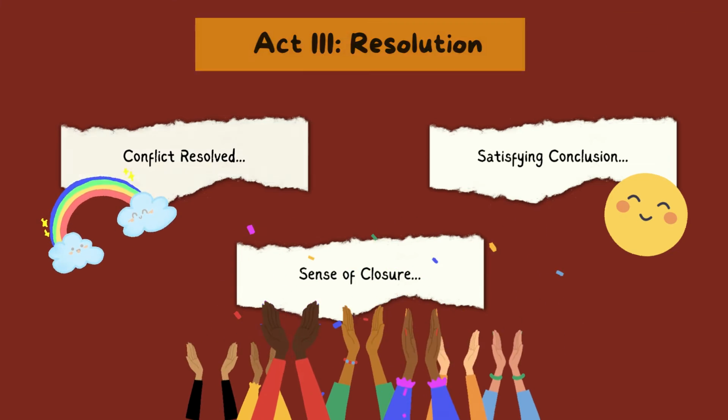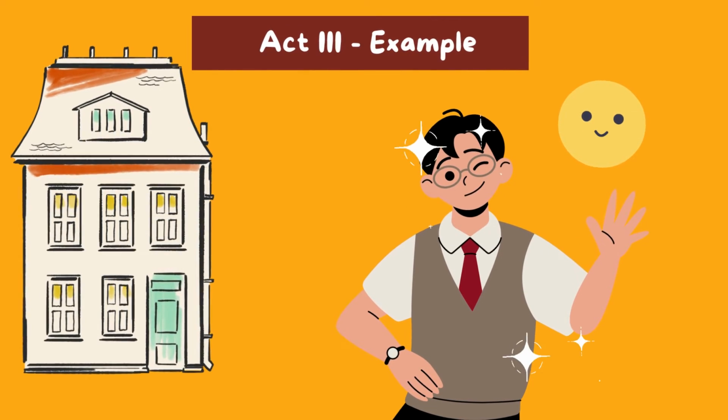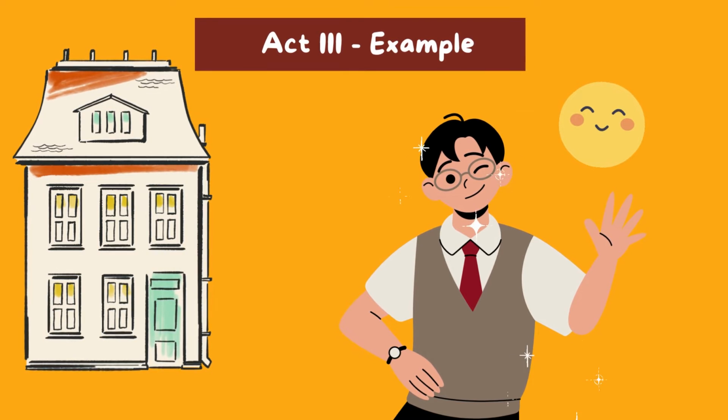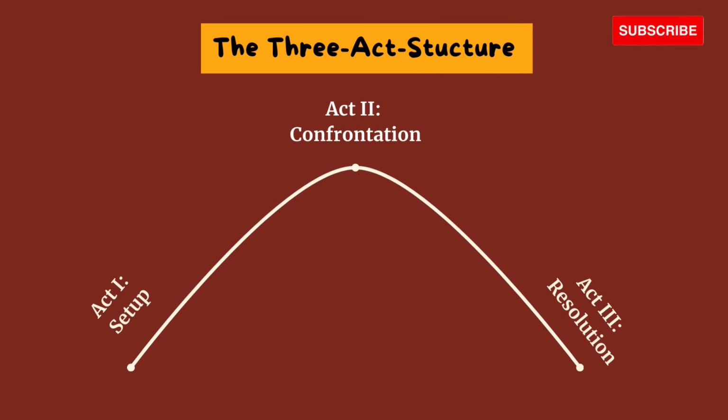In our Harry Potter example, the third act is when Harry and his friends successfully defeat Voldemort and prevent him from obtaining the Philosopher's Stone. Harry learns that the key to his victory was his ability to love and protect his friends, and he is rewarded for his bravery and selflessness. The story ends with Harry returning to the Dursleys for the summer, but with the promise of more adventures to come at Hogwarts. And that's the 3-act story structure.